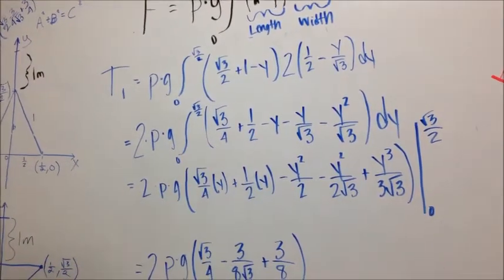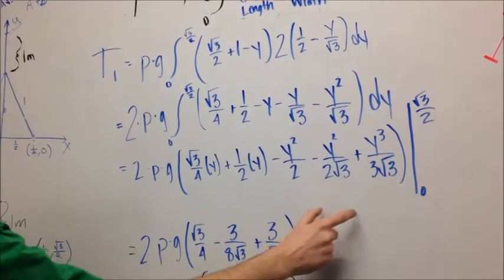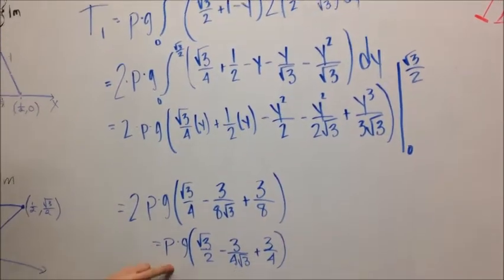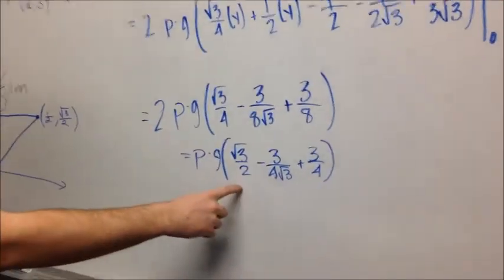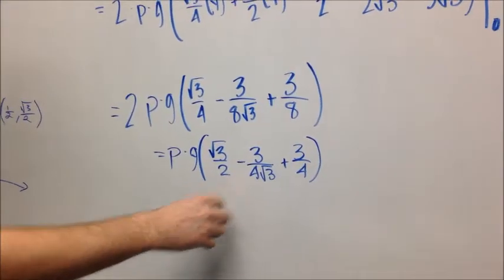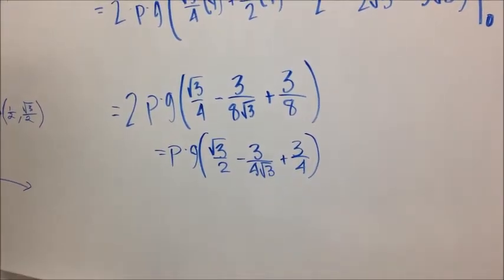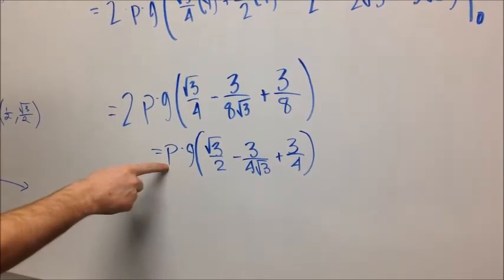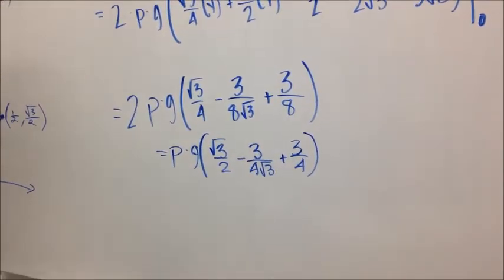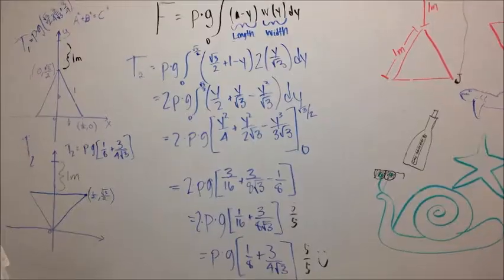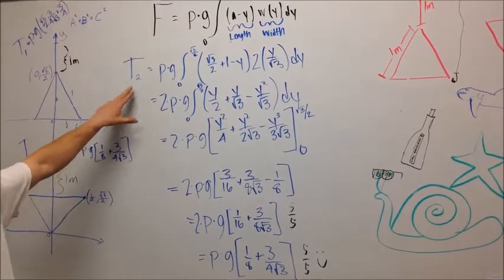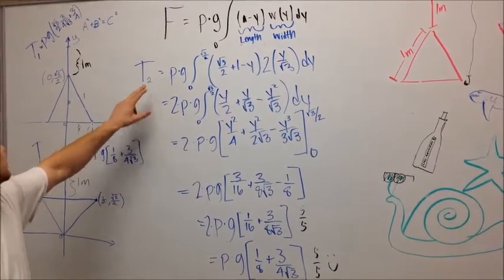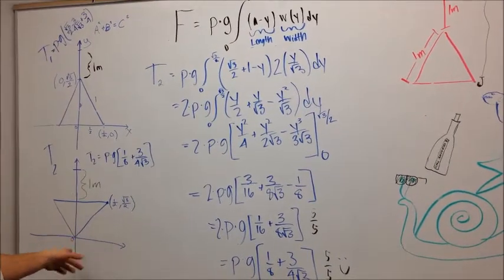Took the integral of this into this equation right here and solved it. And we got density times gravity times the square root of 3 over 2 minus 3 over 4 root 3 plus 3 over 4. So this is our integral for the second triangle, the upside down triangle.